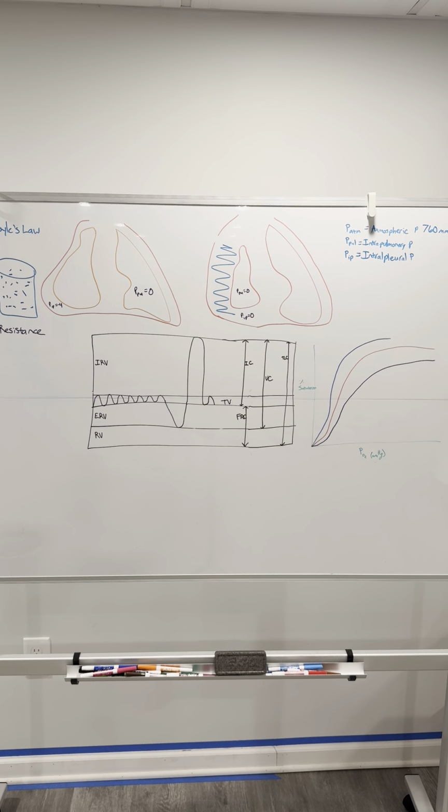The resistance will usually occur in the medium-sized bronchi, but then it disappears by the time you get to the terminal bronchioles because that's where we have more diffusion moving gas or air.